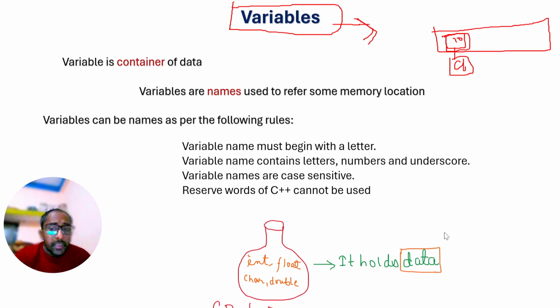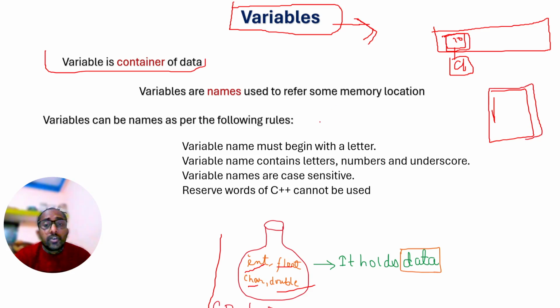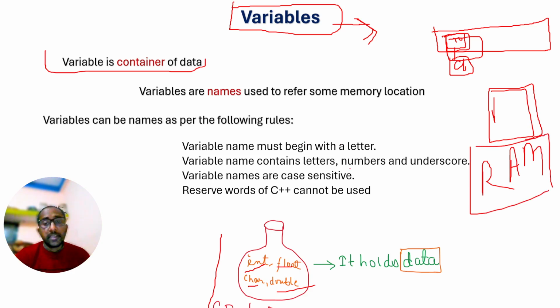A variable can be named according to the following rules. I have written here that it is a container, and that container contains int, float, char, double. A variable is just like a box. It contains some value and reserves some space in our RAM, having its name. A variable is just a name. Variables are names used to refer to memory locations.